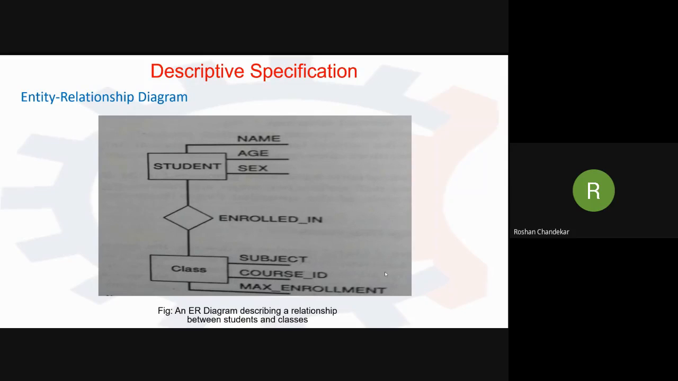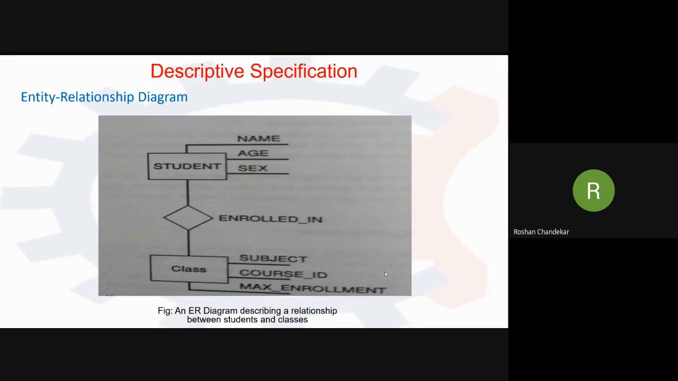The two entities we have described are in our box. The attributes of that entity are in the open box. And the diamond shape is used for preparing a relation between the two entities. In our example, we have a student. The student is an entity.